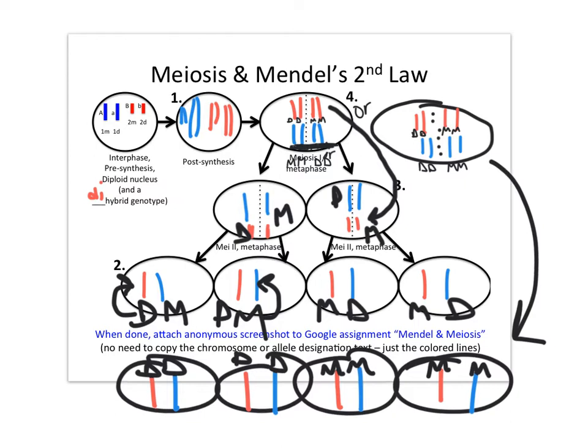There are 8 germ cells down here. How many different letter combinations are there in those 8? We've got some Ds with Ds. We've got some Ms with Ms. So there are 4. We've got Ds with Ms, Ms with Ds, Ds with Ds, and Ms with Ms.